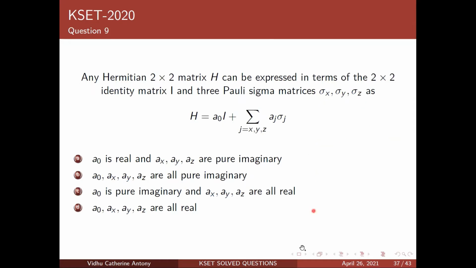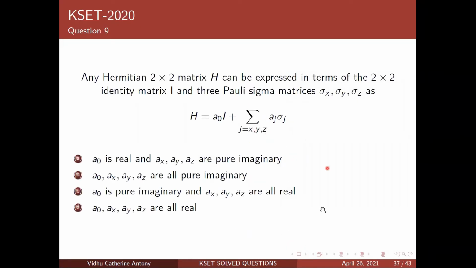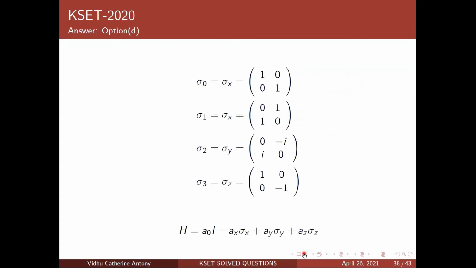So now let's go on to looking at this. I've expanded this out now. You have H is equal to A0 I plus AX sigma X plus AY sigma Y plus AZ sigma Z. Okay. So I've expanded this particular form out. Let me just make one more statement. If you add two matrices that are Hermitian, you should get a Hermitian matrix out of them. The sum of two Hermitian matrices gives back a Hermitian matrix.